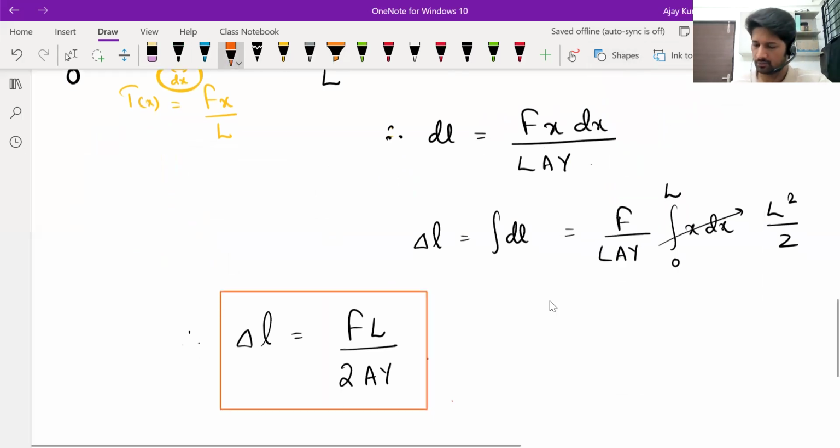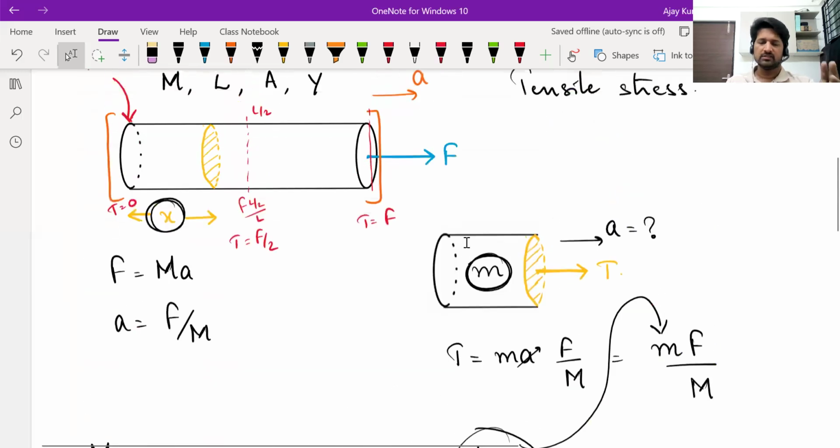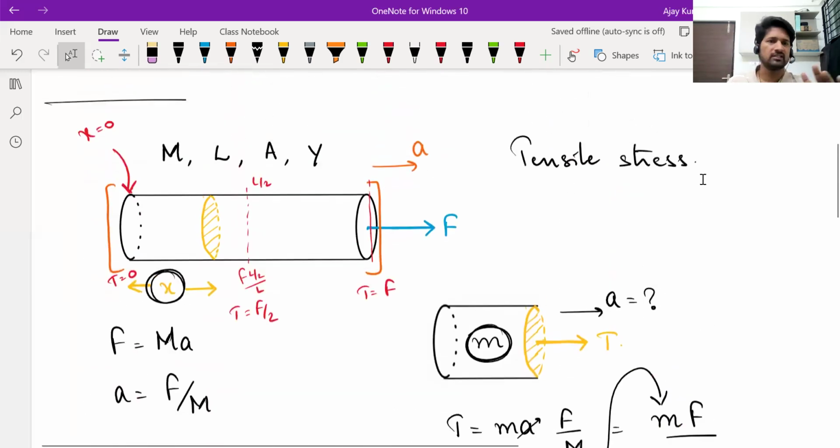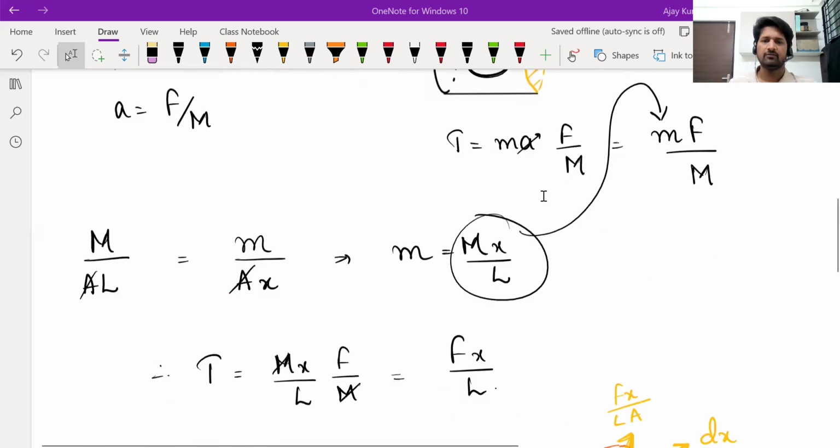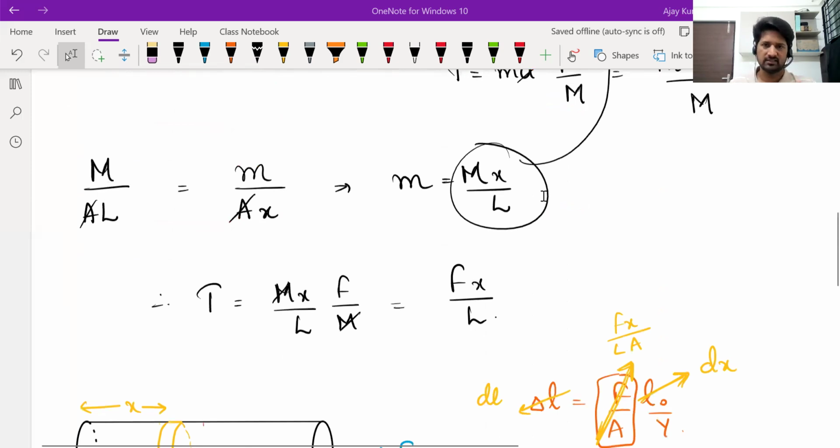Okay, let's quickly go through this one more time. You are given a situation where a cylinder is being pulled at one end with a force F, and you are asked to find out the elongation in that cylinder. Elongation means deformation. Deformation is caused by stress. So you first had to derive an expression for stress. So we took a random cross section somewhere, derived an expression for tension there. And from tension divided by area, you will get stress.